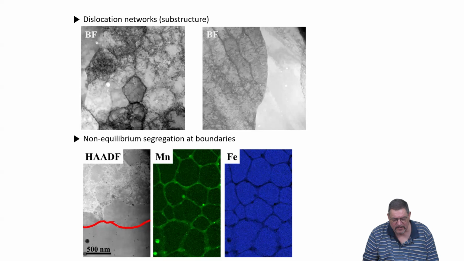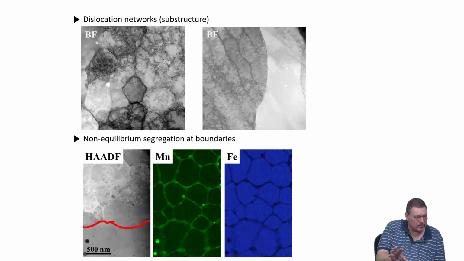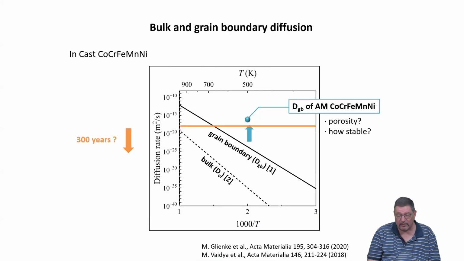This also leads to segregation, and you see here very nicely that we have this strong manganese segregation after additive manufacturing. This is anti-segregation, causing anti-segregation of iron, so manganese is going to the boundary and iron is depleted there. So this is a completely different microstructure as compared to polycrystalline high entropy alloy, same composition after arc melting and homogenization, and this needs to be taken into account.